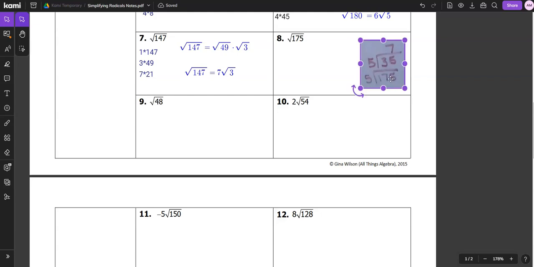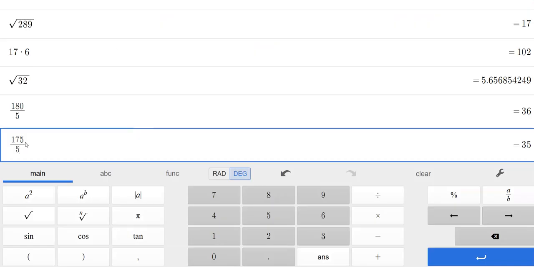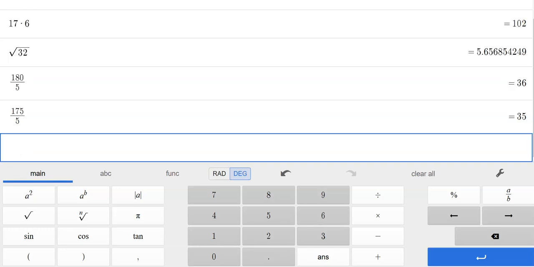So in this one, you take the number that's inside the radicand and you divide it by the smallest prime number that you can. So what I'm going to show you here is that 175 is not divisible by 2 evenly. It's not divisible by 3 evenly. The first number it was divisible by is 5. So we're going to use 5.